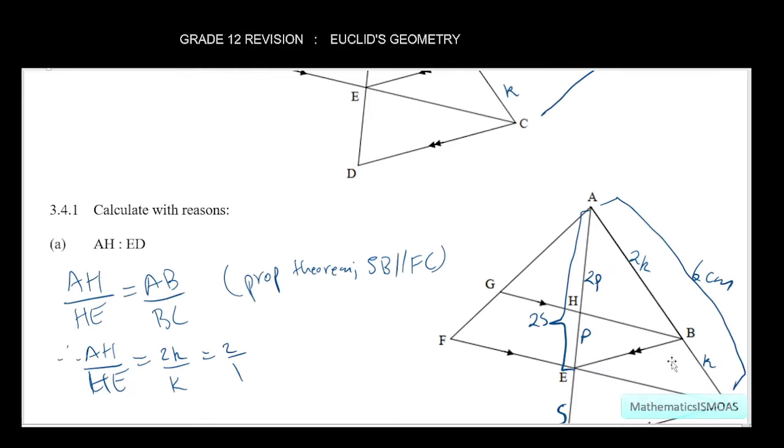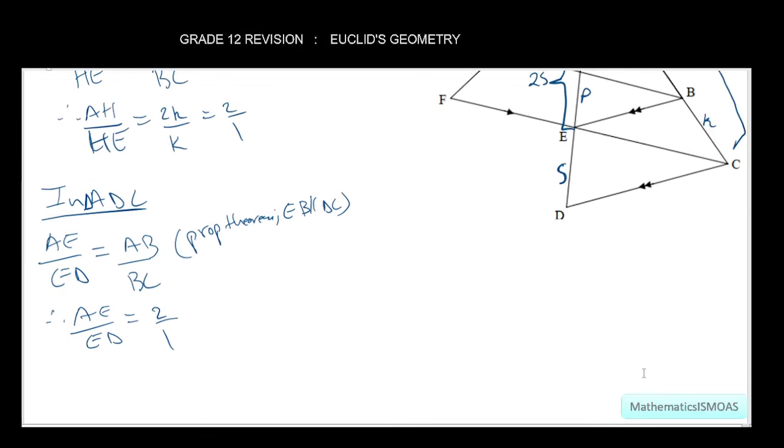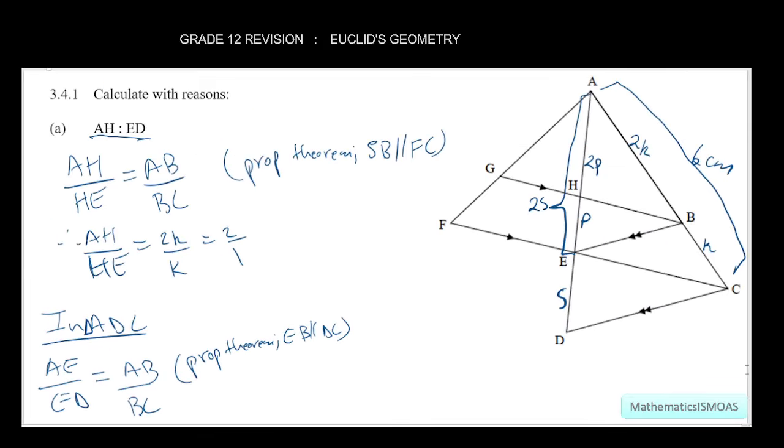Right. Remember, I want the ratio AH to ED. But now I have AH, my AH is 2P, and then my ED is S. I'm now having two different letters. So it means I need to write either ED in terms of P or AH in terms of S. So let us now bring this down.